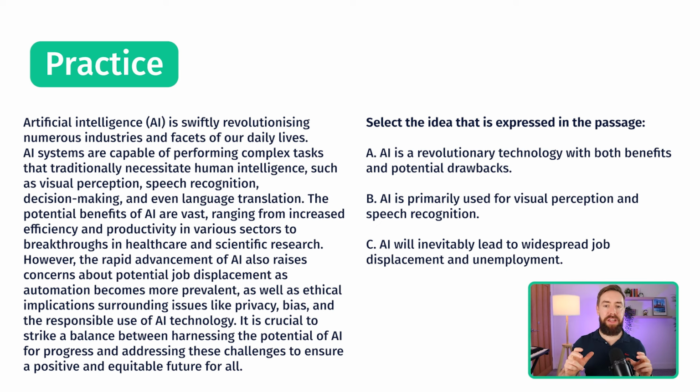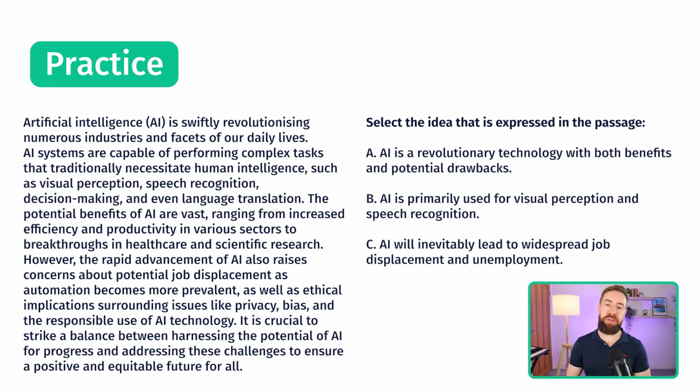And let's look at the two incorrect ones. So B said AI is primarily used for visual perception and speech recognition. Again, they've put in some of those words that you can notice. You go, ah, yeah, that word is in the passage. But they've also used that tricky word, primarily. So they are some of the functions of AI. They're some of the functions, but they're not maybe the main functions. There are many different functions. So B is incorrect.